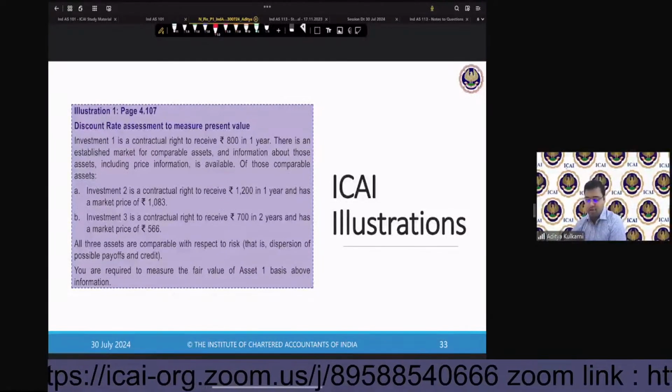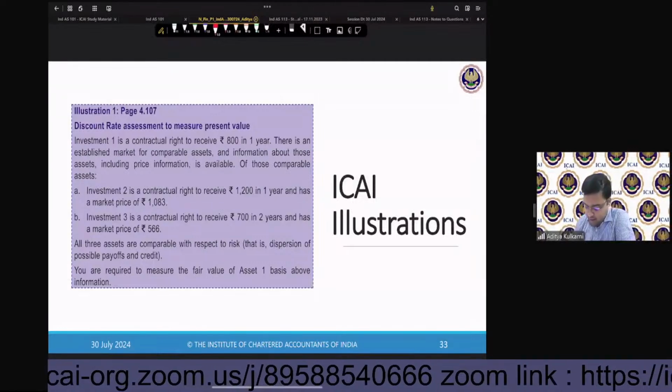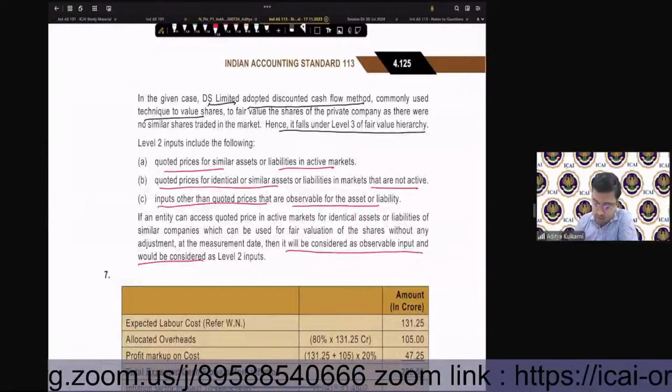So let us proceed further. Discount rate assessment to measure present value. Okay, all right, so let us look at this.